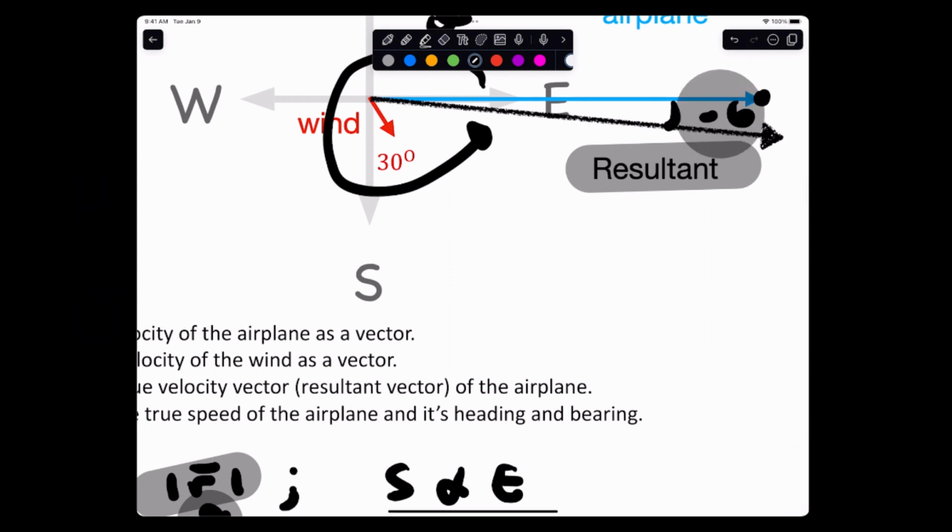So how do we go about finding this angle here? This is the angle we're really looking for, right? We need to know that angle. That's the alpha. How do we go about this? Do you guys know? Anybody have an idea?